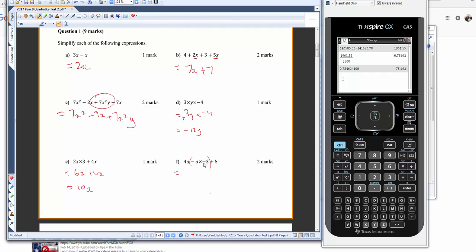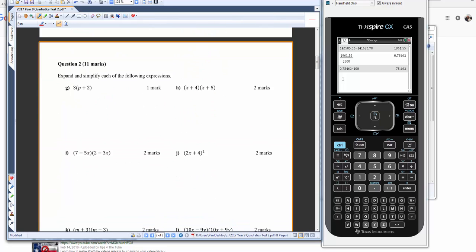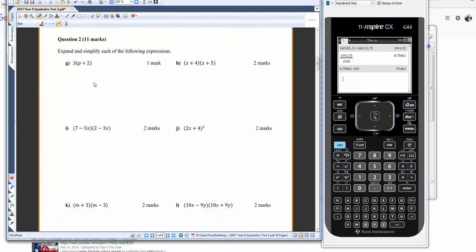So we've got a negative times a negative, which is a positive. A times 3 is 3a. So we've got 4a plus 3a plus 5. That's 7a plus 5. Right, on to the expansions. Over here we're using the distributive law, and we're going to do 3 lots of p, 3 lots of 2. So that's 3p plus 6.